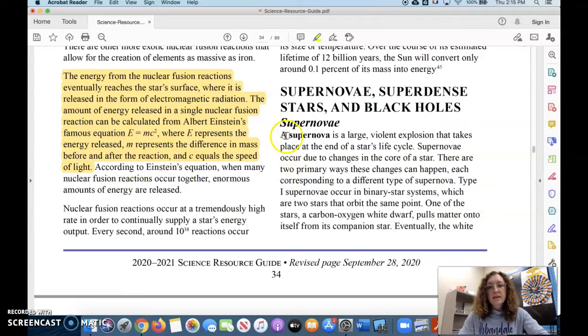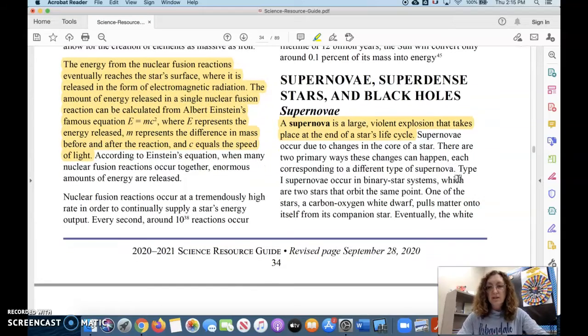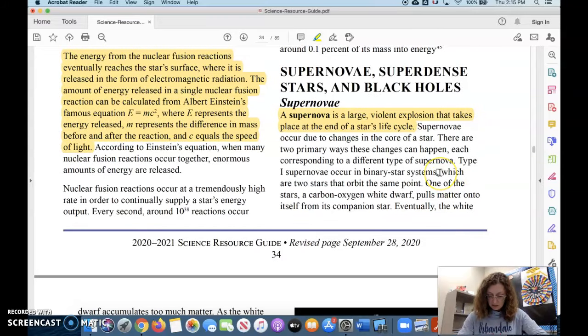All right. Now we're going to move on to kind of the miscellaneous things about stars. A supernova is a large, violent explosion that takes place at the end of a star's life. So we talked about protostars, right? Those are new, like before it's even an actual star. Then they reach equilibrium and become baby stars. Now a supernova is at the end of its life.